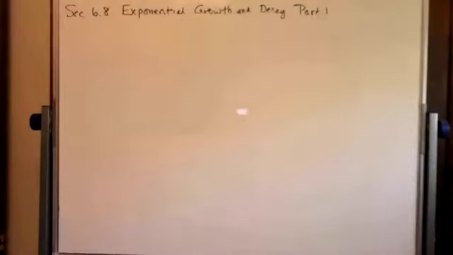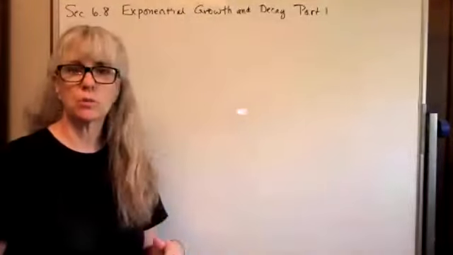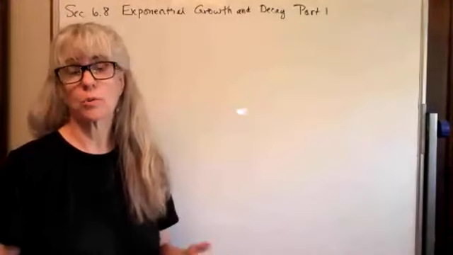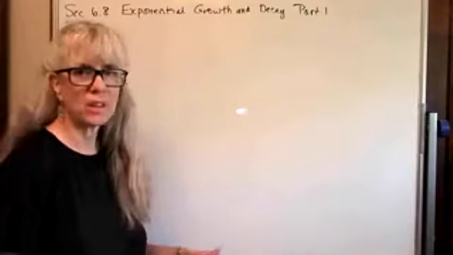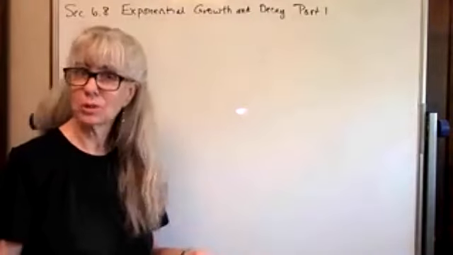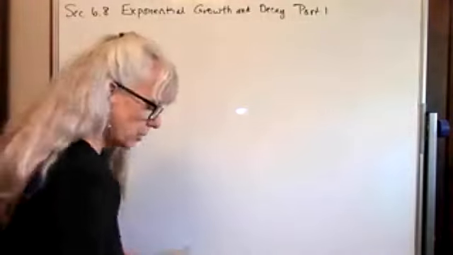So in section 6.8, we turn to science in terms of exponential growth and decay. So instead of our money growing, we're going to have populations growing. And populations can mean any kind of animal growing. There are two formulas to know here.